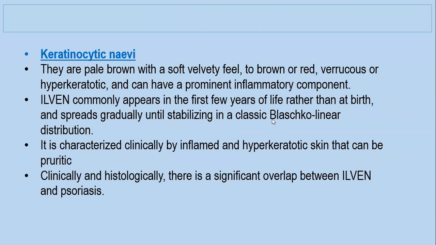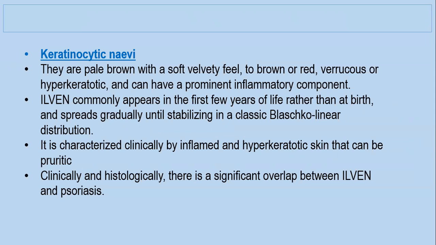Then keratinocytic nevi. Mostly they are pale brown with a soft velvety feel, to brown or red verrucous or hyperkeratotic, and can have a prominent inflammatory component, which clinically shows as erythema, crusting, and scaling. So ILVEN commonly appears in the first few years of life rather than at birth, and spreads gradually until it stabilizes in a classical Blaschko linear distribution. So ILVEN does not manifest at birth and usually manifests later.